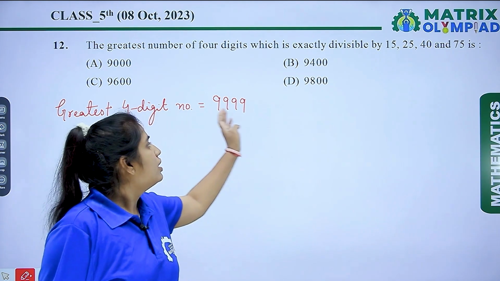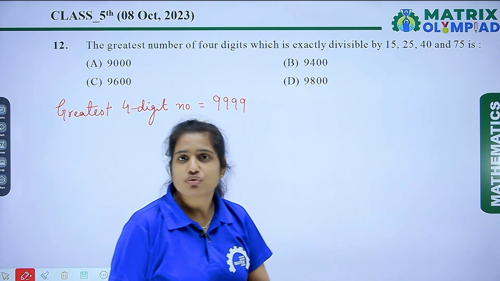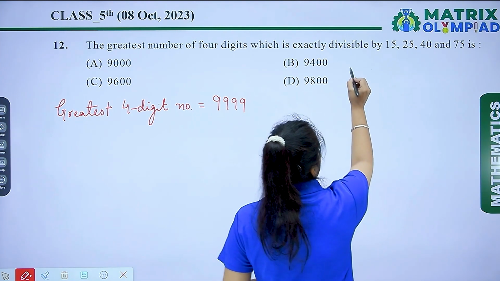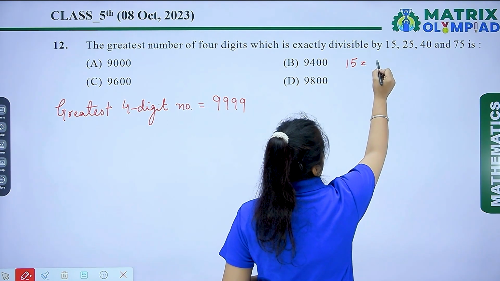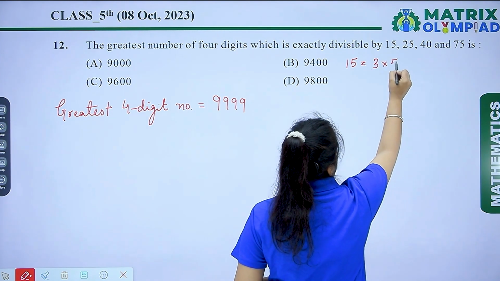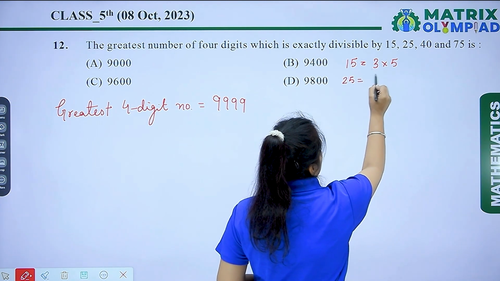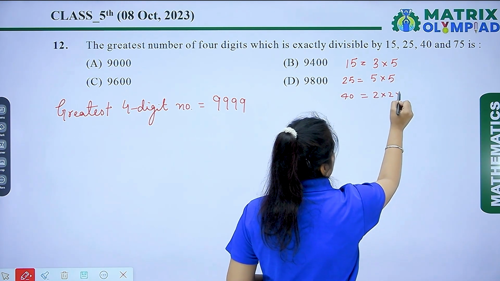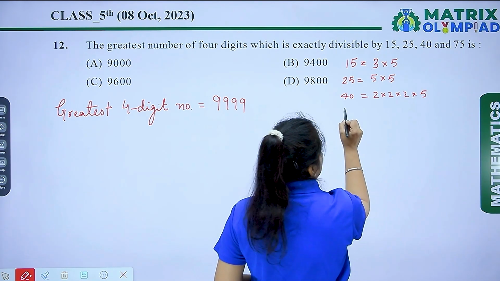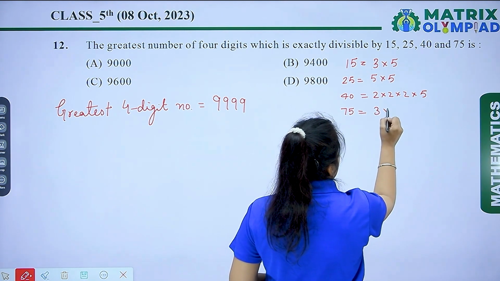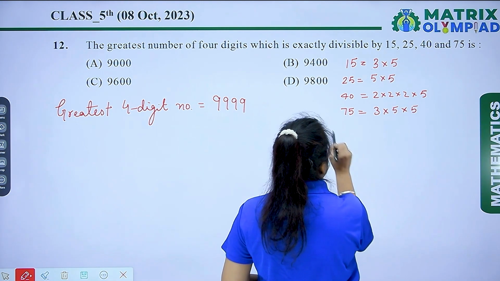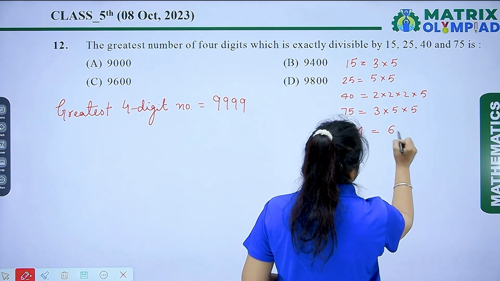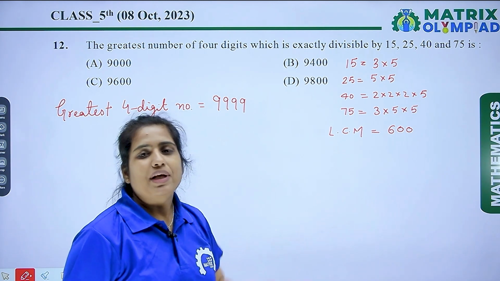Now we have to find out whether 9999 is divisible by these 4 numbers. To check divisibility by these 4 numbers, we first have to take their LCM. After doing the prime factorization of 15 we get 3 multiplied by 5. For 25 we get 5 multiplied by 5. For 40 we get 2 multiplied by 2 multiplied by 2 multiplied by 5. And for 75 we get 3 multiplied by 5 multiplied by 5. So here the LCM of all these numbers is 600. So we have got the LCM, that is 600.